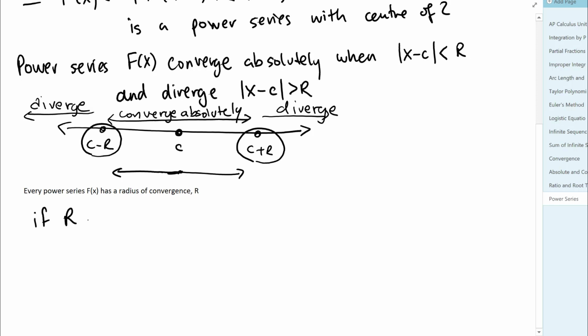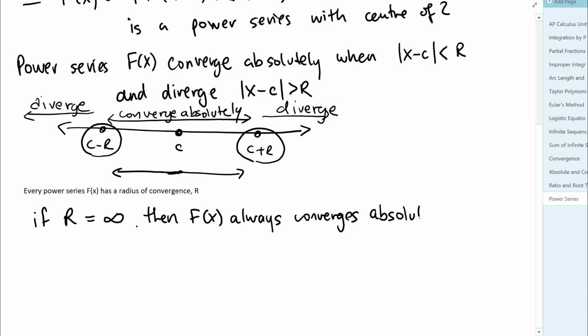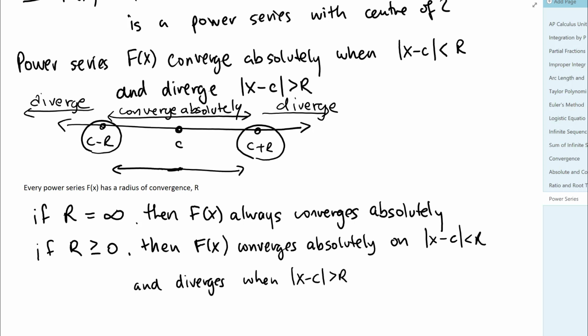And if r is actually really big, infinitely big, of course, then this power series will always converge absolutely. And if r exists at all, if it's bigger than or equal to 0, then it converges absolutely on that small zone and diverges everywhere else, as I stated above.